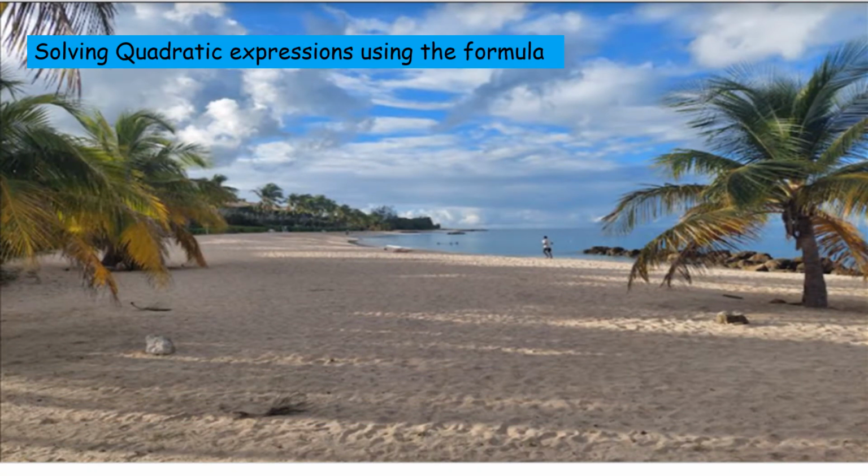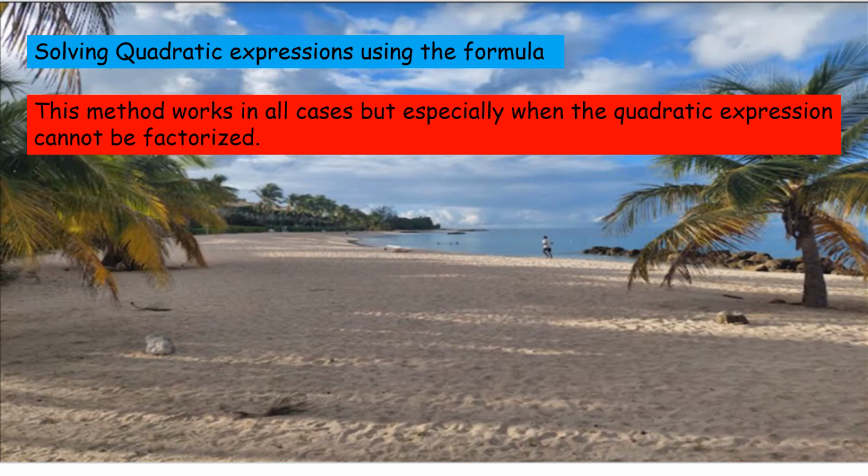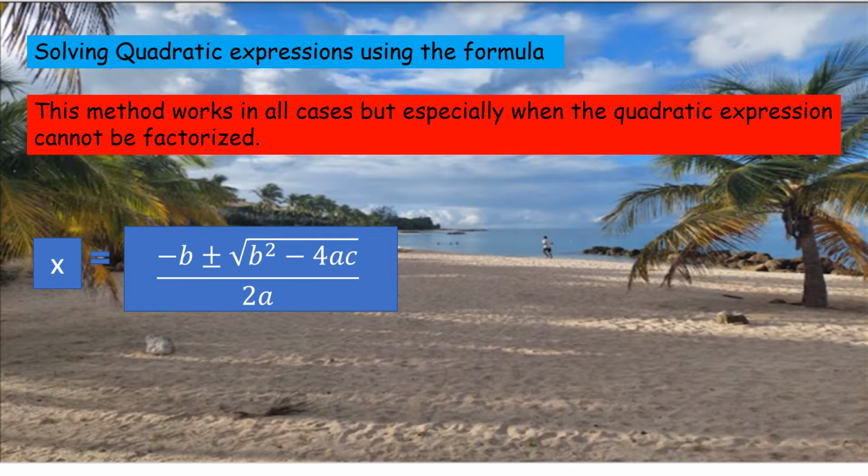So, solving quadratic equations using the formula. This method works in all cases, but especially when the quadratic expression cannot be factorized. And the formula is x equals minus b plus or minus the square root of b squared minus 4ac, over 2a.